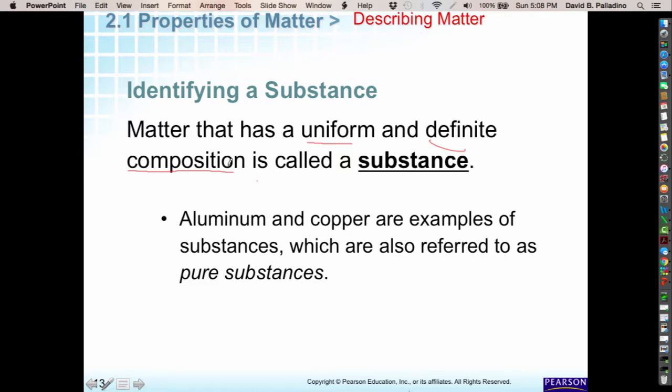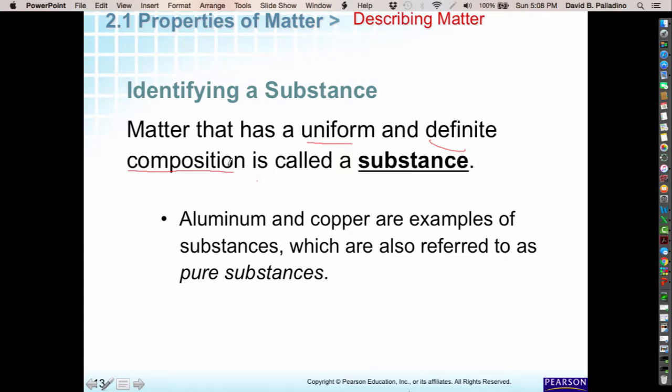So matter that is uniform, it's the same throughout, in other words, and the way it's put together is the same. So for instance, if it's a compound, it's the same amount of different atoms of different elements. If it's a pure substance, it's how it's put together. Now, both aluminum and copper are examples of substances. They're also called elements. And they're also called pure substances.